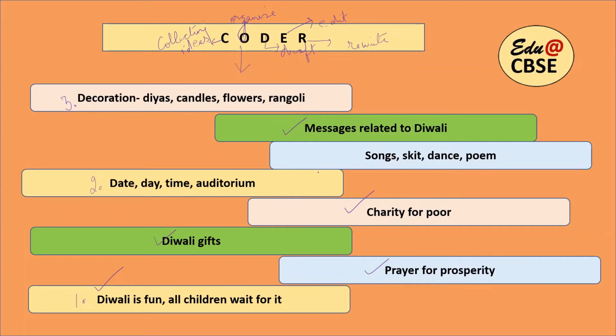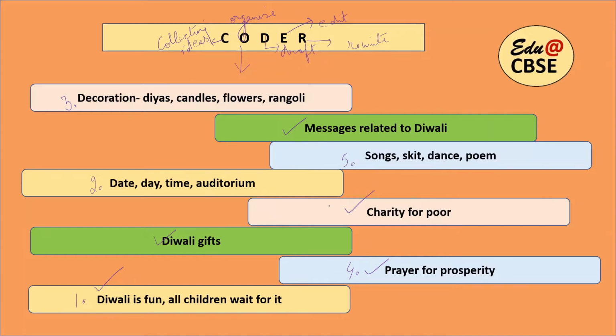So the event, how it began. During the event, what was the first thing? Then what happened after that? The first thing is a prayer. So you'll be invoking the blessings of God. So this is the fourth point. Then what was there in the celebration? Song, skit, dance, poem.